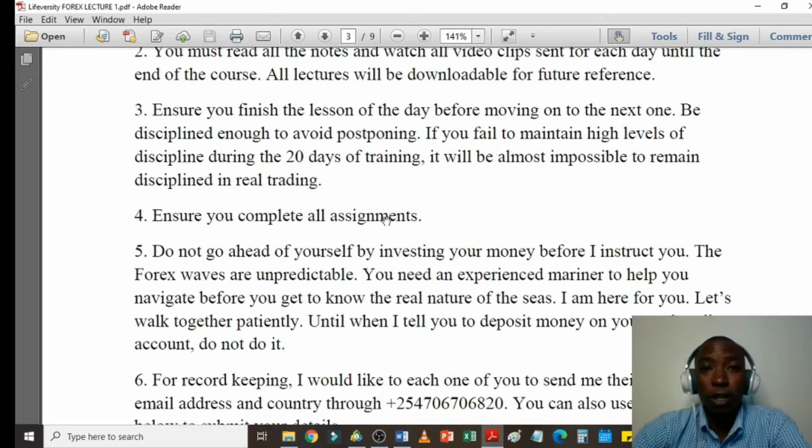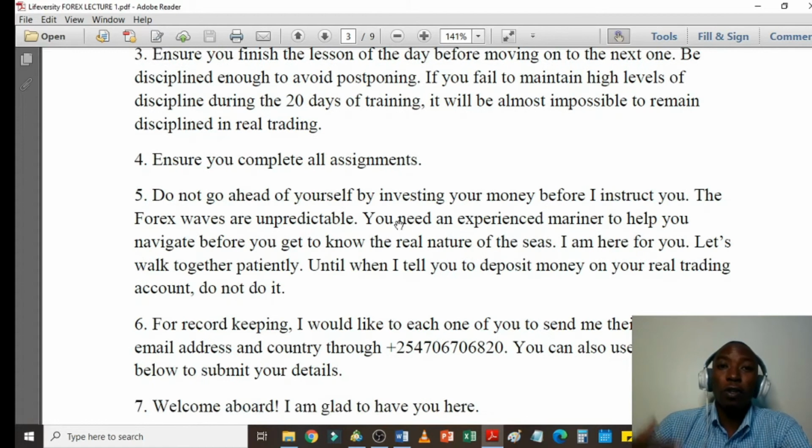And then number 4, ensure you complete all assignments. There will be assignments given. Even though everything will be on screen, you will also need to refer to those notes and everything else in between.